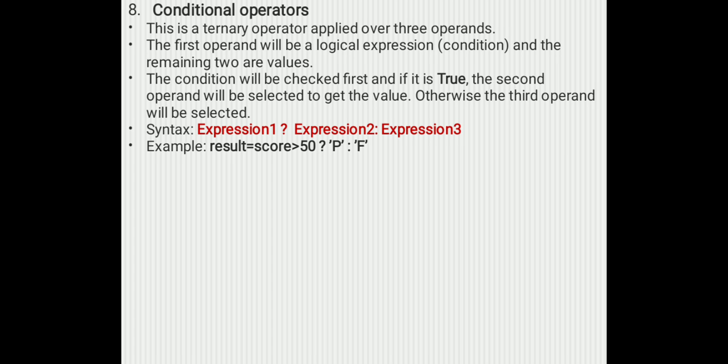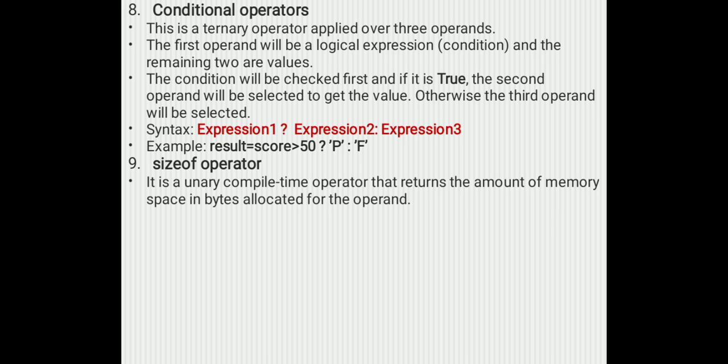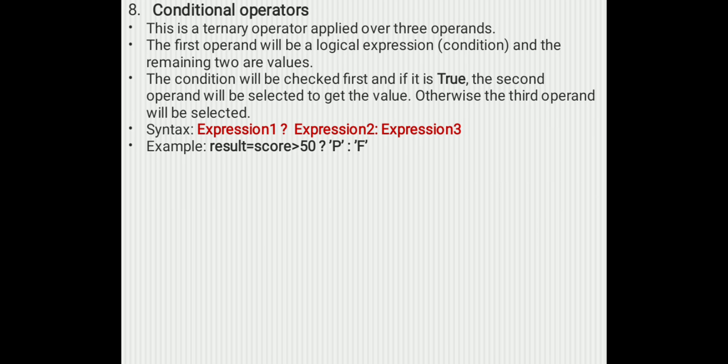This is the condition we use: score greater than 50. If it is true, display the p value, otherwise it displays the f value. If the score is 40, it displays f, otherwise the greater-than value. If the score is 60, it displays the value p.